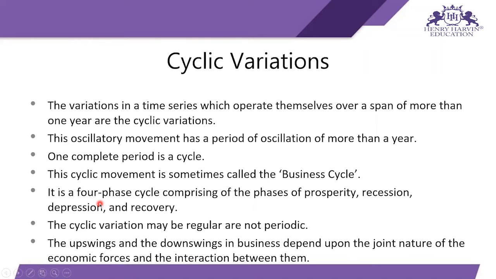It is a four-phase cycle comprising the phases: prosperity, recession, depression, and recovery. The cyclic variations may be regular or not periodic. The upswings and downswings in business depend upon the joint nature of the economic forces and the interaction between them. So that's about cyclic variations, which operate over a span of more than one year, and one complete period is a cycle. This can be called the business cycle.